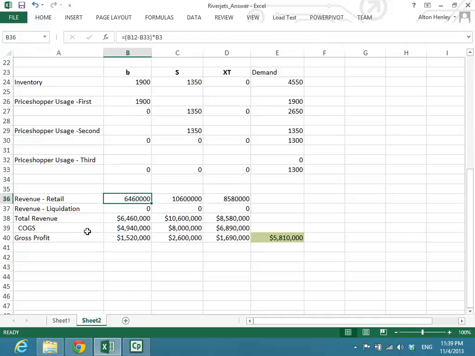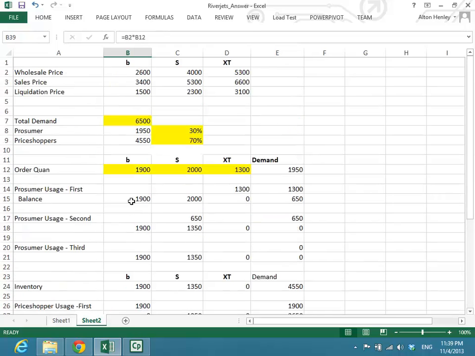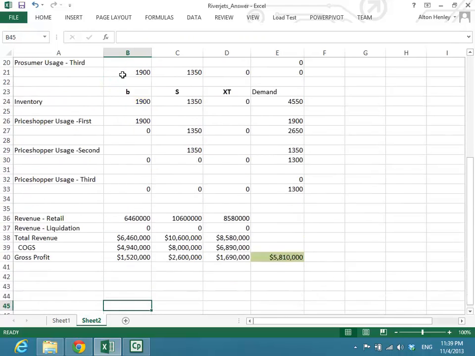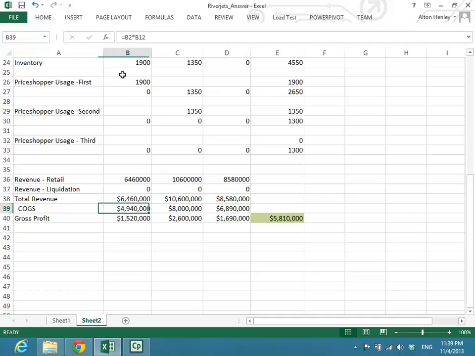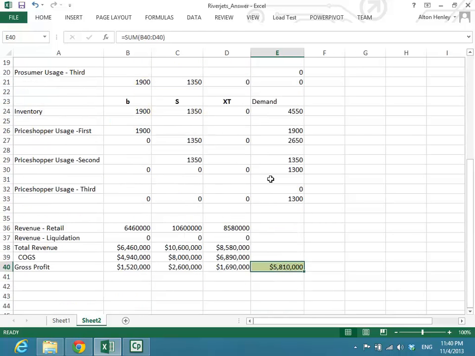To figure out what my retail revenue is, I multiply the number sold of each unit, which was the number bought less the number left over, times the retail price, which gives me my revenue for each one. And then I multiply the amount left over, which is this row, times the liquidation price to get my liquidation revenue. Adding them together gives me my total revenue. My cost of goods sold is the amount bought times the wholesale price, the amount that I buy them for. So it would be the 1900 times the 2600 in this case. That gives me my cost of goods sold. The difference between the two, strictly speaking, is called gross margin, but since we have no other expenses here, we'll label it gross profit. That gives me a total of $5.8 million in gross profit. But what worries me is this 1,300 left over.